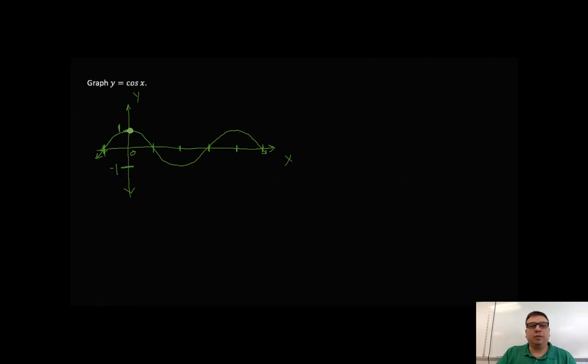So one full rotation all the way through will be 2 pi. So right here, this is my period. So again, the amplitude is 1. The period is 2 pi. All right.